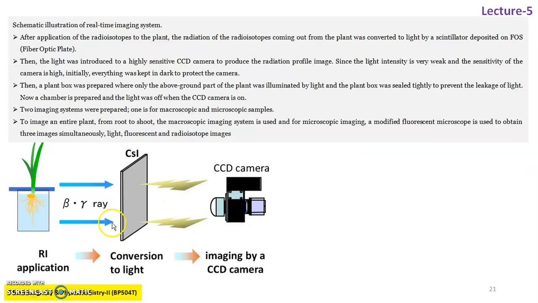Here also there is one example I have quoted, that a plant which is immersed in a hydrophobic solution is again reacted with the radioactive isotope which emits alpha, beta, gamma rays. So it is a conversion light scintillator, and these are the cameras which can absorb the light and convert the radiation energy into an electrochemical energy which can be easily detected and read.